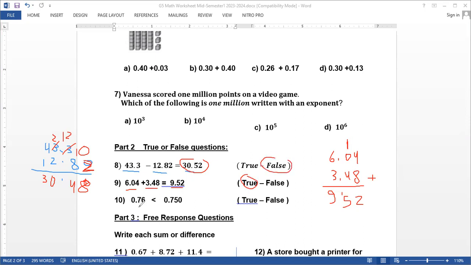Now, is 0.76 greater than 0.750? To make it easier for you, you can add 0 here and you can compare from the left. 0, 0, point, 7 in the tenths and 7 in the tenths. And now 6 in the hundredths and here 5 in the hundredths. So 0.76 is not less than 0.750. Because if I add 0 here, it becomes 760 and this 750. So this number is greater, so the answer is false.